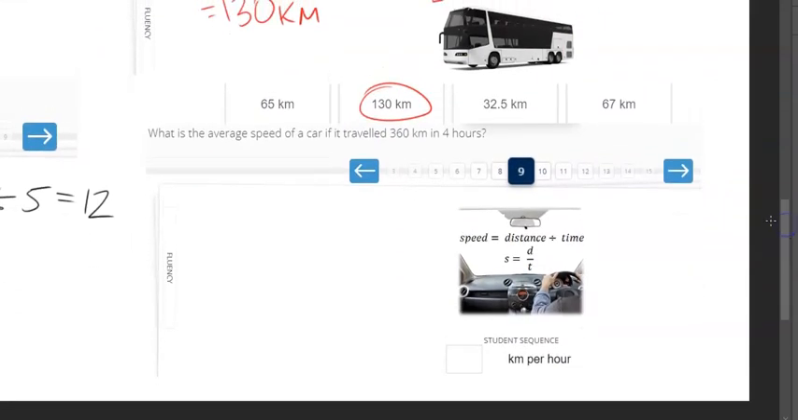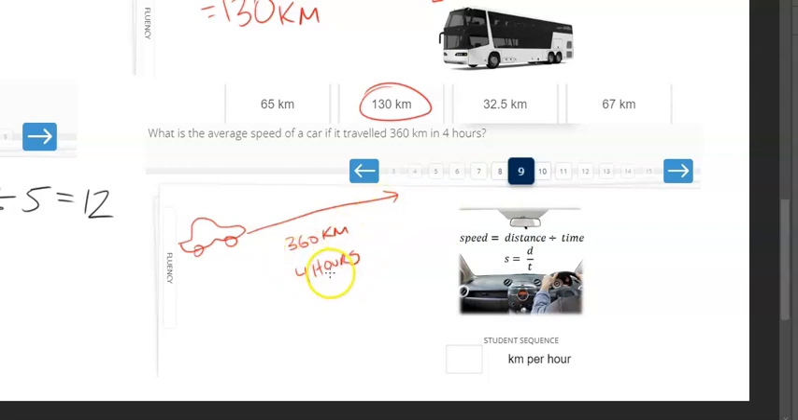This example here is the same concept, but this time we're just using a different type of formula. Still the same context. What is the average speed of a car if it traveled 360 kilometers in 4 hours? So we have this car that's right here, and it's a terrible drawing, and it's traveled for 360 kilometers. And we want to know what its speed is. How fast has this traveled if it's taken this car 4 hours to get there?